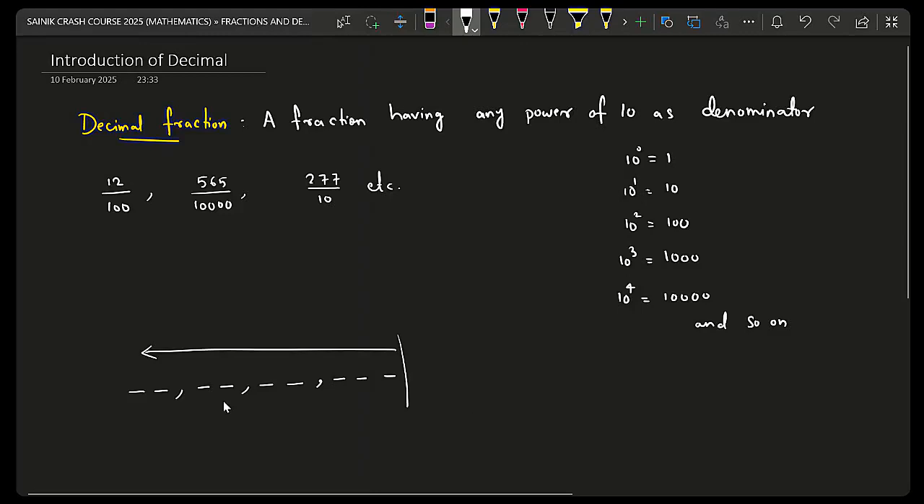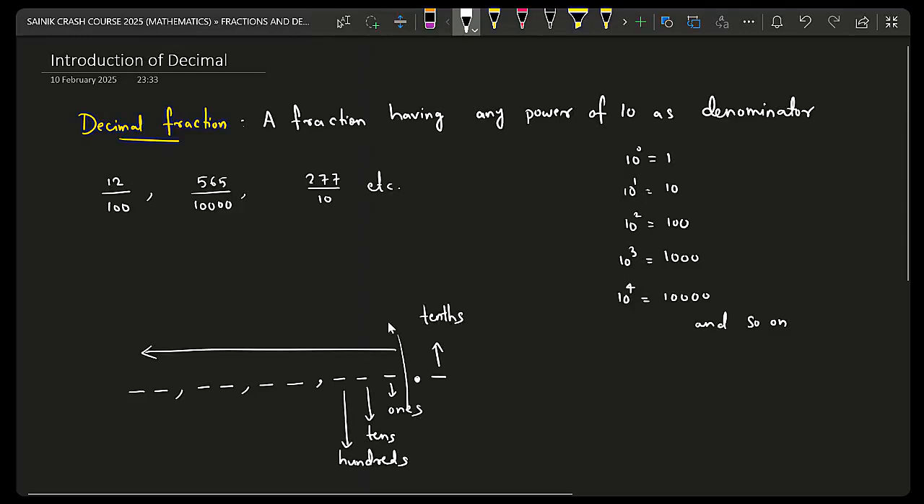Now, decimal places means towards the right side of one's place, we use a decimal point. That means after the decimal point, the decimal places will start. This is tenths place. It's not tens. See, this is ones place. This is tens place. This is hundreds place, and so on. But towards the right side of the decimal, we have tenths place. Tens is different, tenths is different.